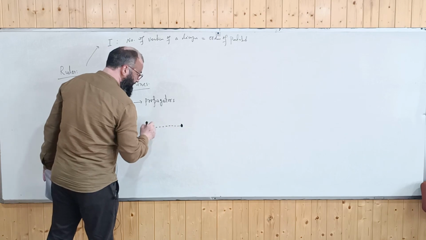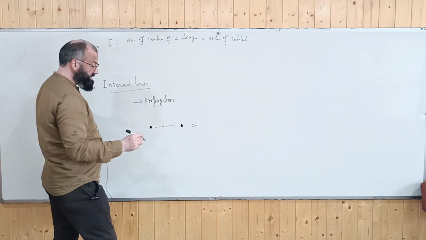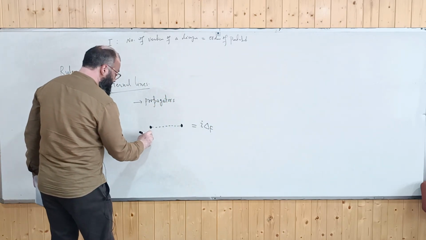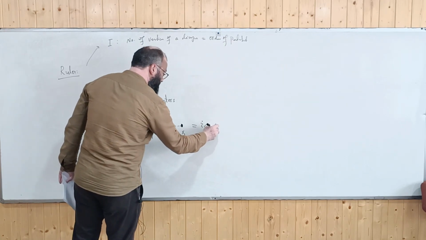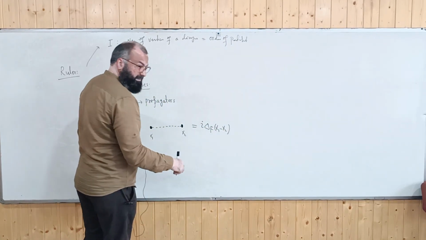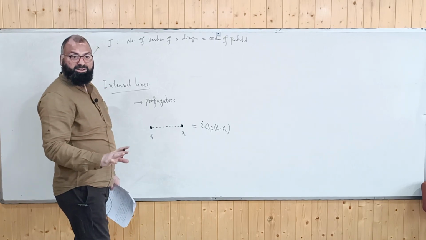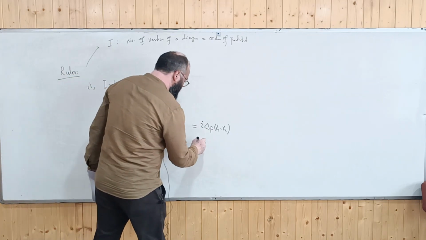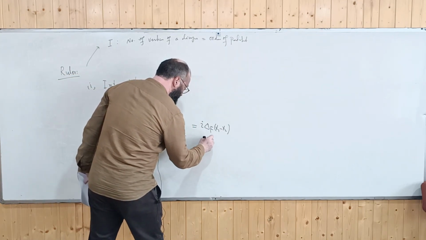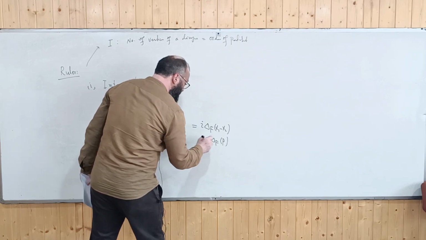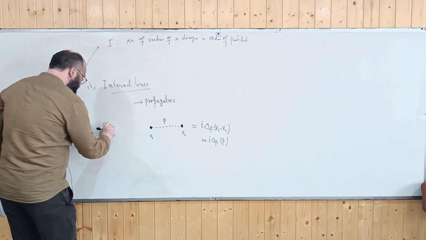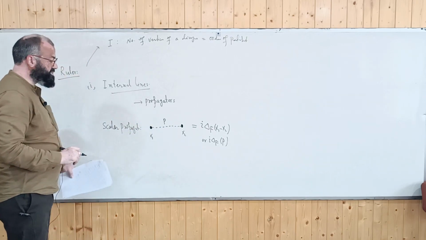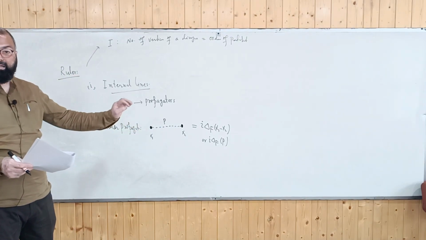Between the vertices, I represent the scalar propagator, i over p squared minus m squared, by a dotted line. If this is x1 and this is x2, it will be a function of x1 minus x2. You can put it in momentum space as well: if there is a momentum p, you write it this way. So this is the scalar propagator. The scalar propagator is shown by an internal dotted line.